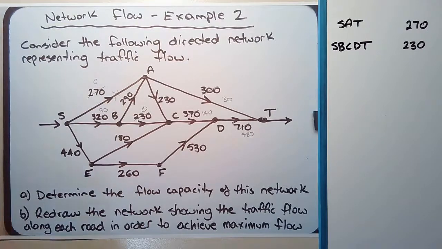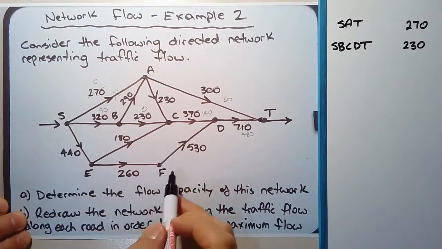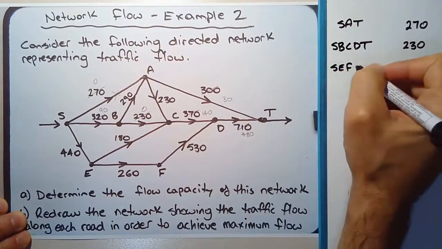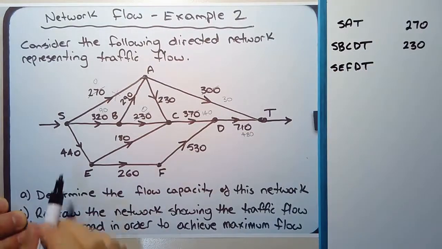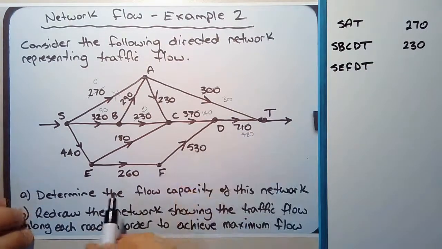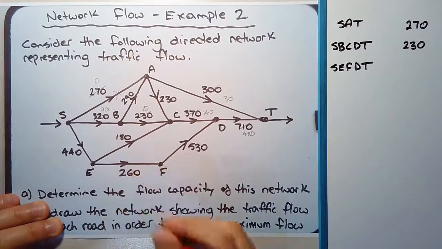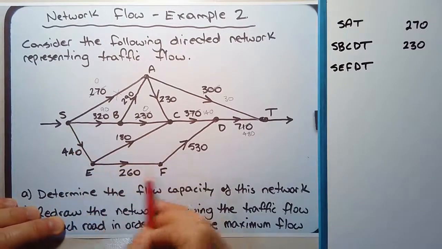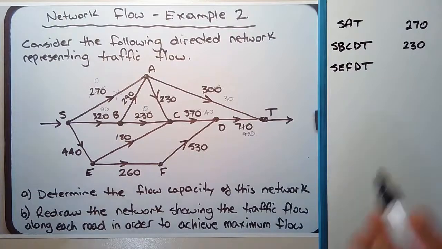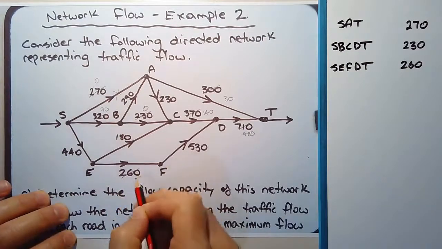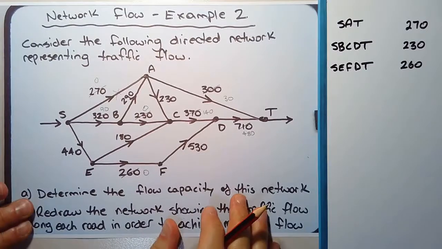Maybe another obvious path is SEFDT. So SEFDT. And let's consider the smallest value. The smallest value is 260. That's the obstruction, that's the bottleneck. We're going to subtract 260 from the remaining roads on that path. So that's going to be now 0. So that road is saturated.